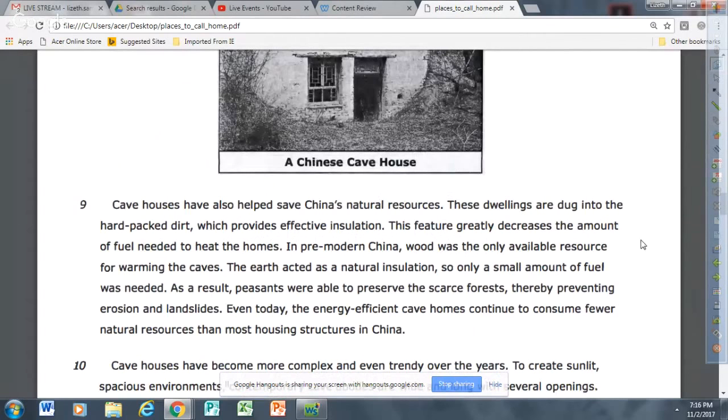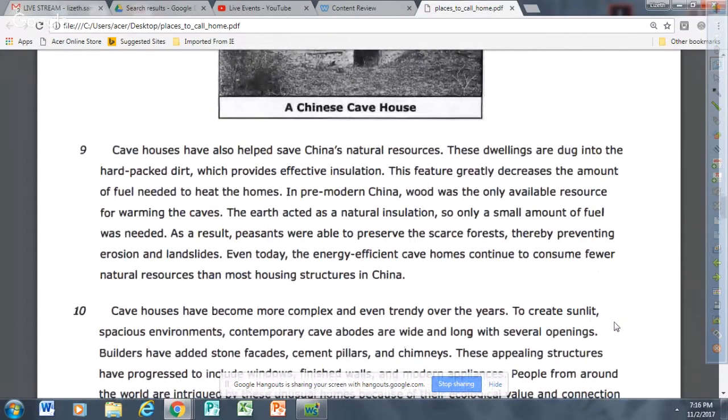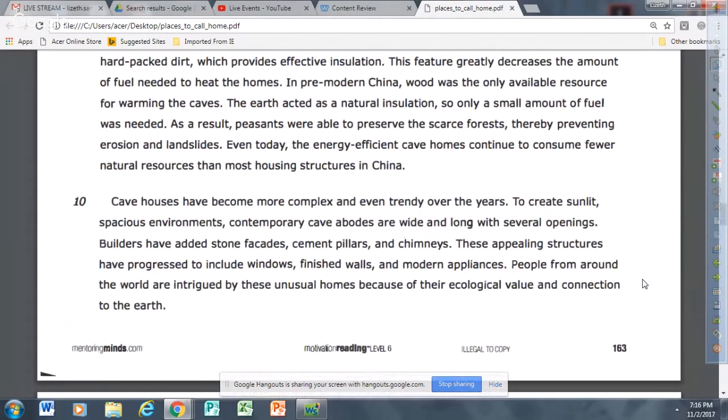In pre-modern China, wood was the only available resource for warming caves, and the earth acted as natural insulation. So only a small amount of fuel was needed. They didn't need a lot of wood because of the cave. As a result, peasants were able to preserve the scarce forests, thereby preventing erosion and landslides. Even today, the energy-efficient cave homes continue to consume fewer natural resources than most housing structures in China. So that protected the environment. There was less erosion because they didn't need as many trees to warm their houses.